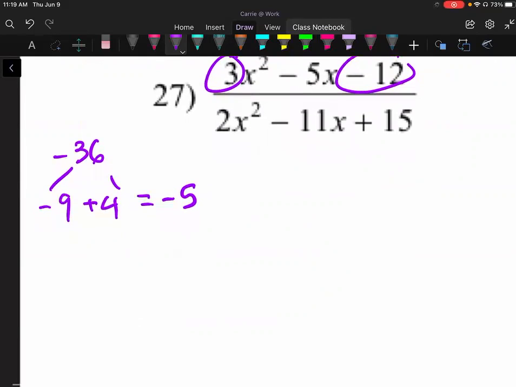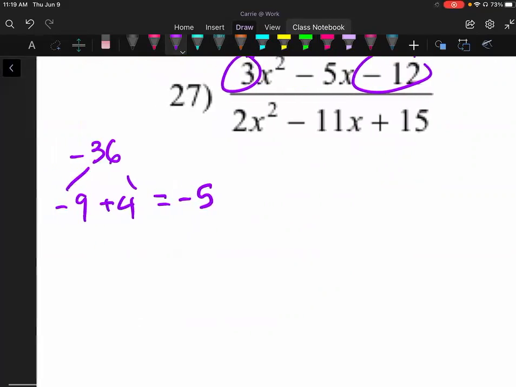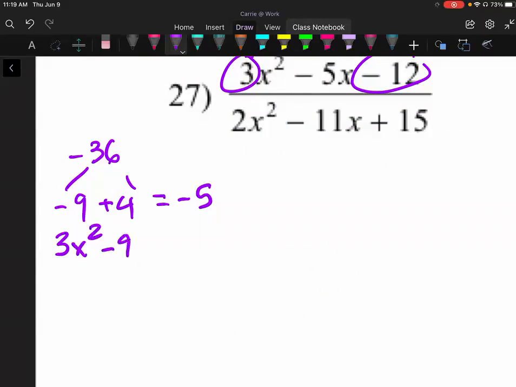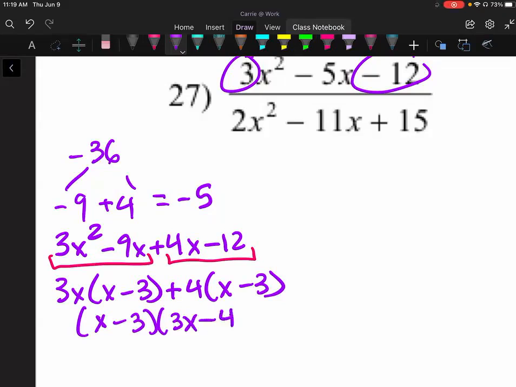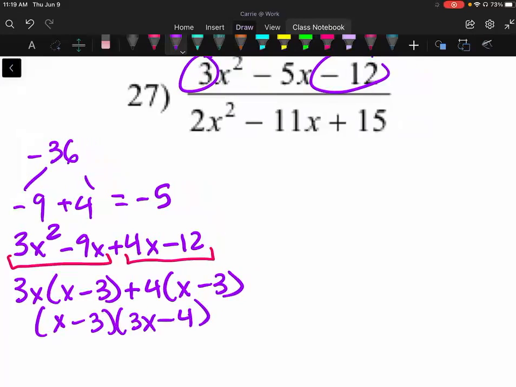And we are going to have to factor this, so I'm going to have to leave it in a separate section, and then I'm just going to combine at the end. So 3x squared minus 9x plus 4x minus 12, factor by grouping. Bring down the sign. I know I did this correctly because they match. Okay, so I know the top is equal to this, so let's rewrite it.